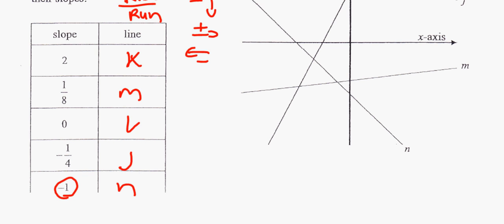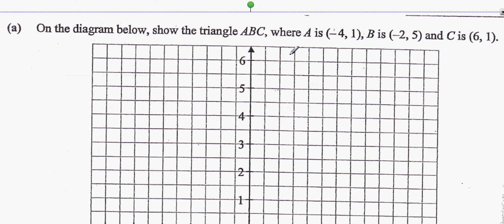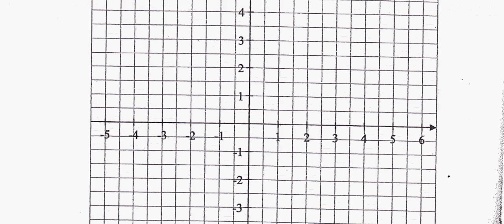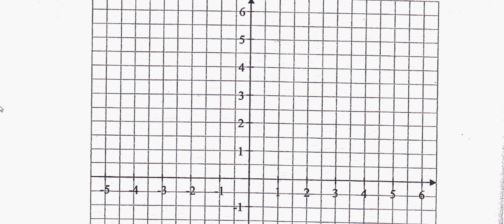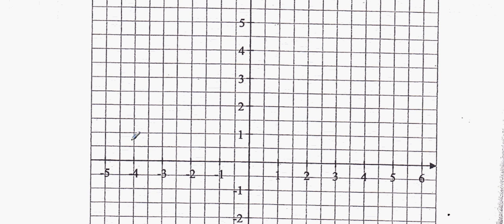Next question. On the diagram below, where A is -4, 1, B is -2, 5, and C is 6, 1, show the triangle ABC. So we've got to draw the triangle ABC. So we're looking for -4, 1. It's going to be here. The next one is going to be -2, 5. Going to be up here, and then the next one is 6, 1, which is going to be here.